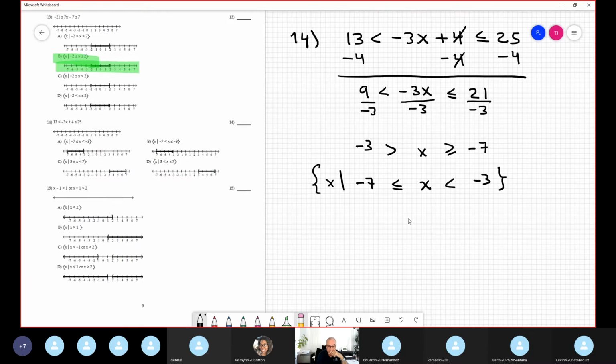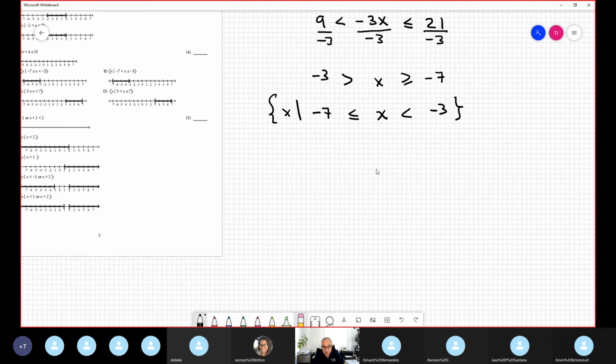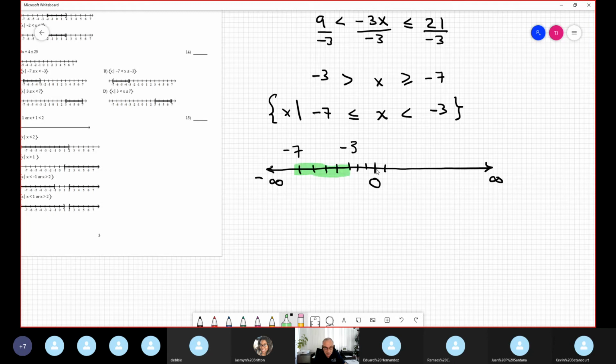Representation. Okay, let's do it. Graphic representation. It's a line, or real number line. Zero here, 1. It's negative number. It's negative 1, negative 2, negative 3, negative 4, negative 5, negative 6, and negative 7. It's the bunch of values in between negative 7 and negative 3. Include both? No. Include negative 7 and do not include negative 3.